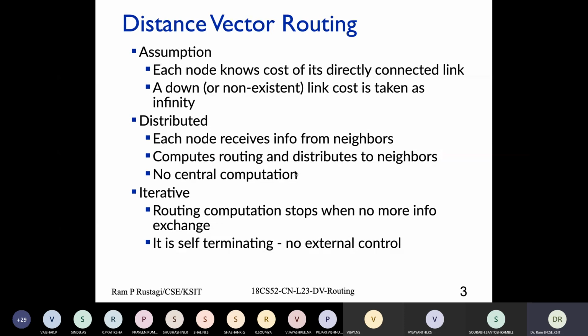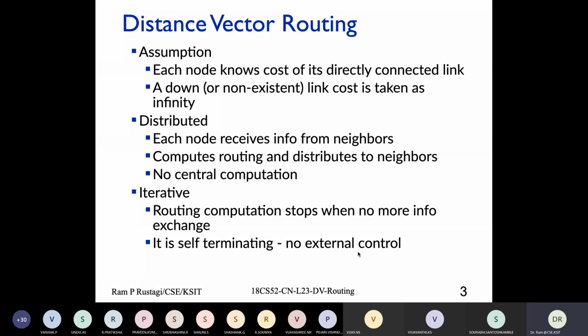It is iterative in the sense that each time I receive a message from my neighbors, I recompute, and communicate back to neighbors if there is a change. The iteration stops when I receive information from neighbors and there is no change in my routing. Then I don't send anything, and my neighbors don't send me anything. That is when the iteration stops, and that is what is called self-terminating. When neighbors stop informing me about their routing updates, I do not do any computation, and my algorithm remains at a stop.